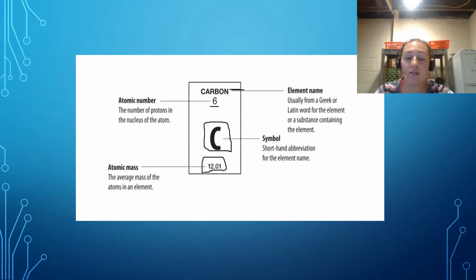So in our lesson, in the questions below, we're going to be learning about some of the atoms in the first 20 of the periodic table.